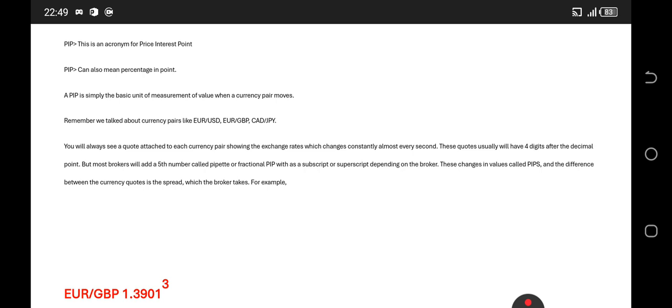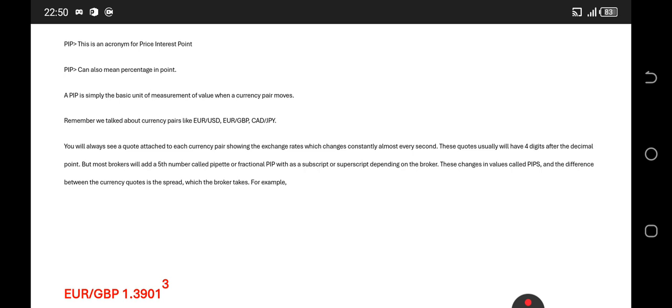So PIP is an acronym actually for price interest point. The first P means price, the I means interest, and the last P means point. Some call it percentage in point. The first P means percentage, I means in, and the last P means point. So price interest point, percentage in point, they can be used interchangeably. But the main point is for you to understand what PIP means.